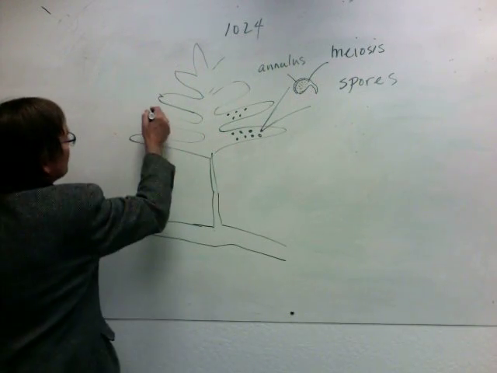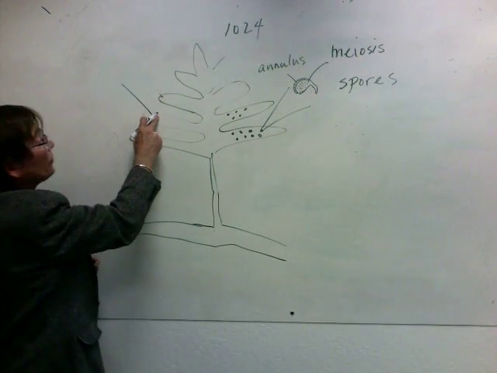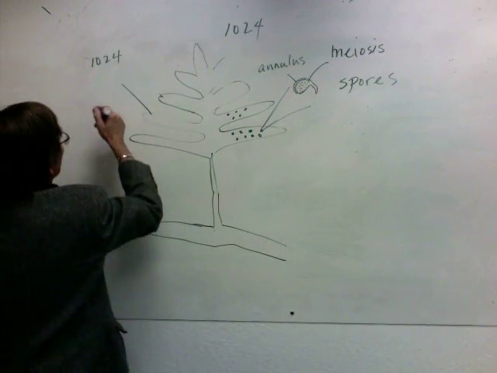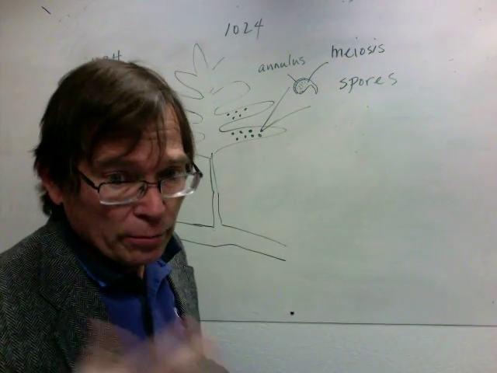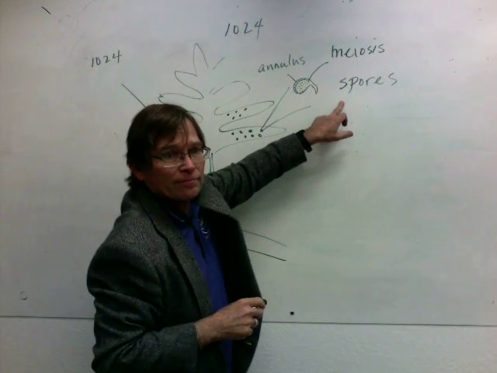So if an individual cell, let's say, from this frond has 1,024 chromosomes, all right? So how many chromosomes would an individual spore have?